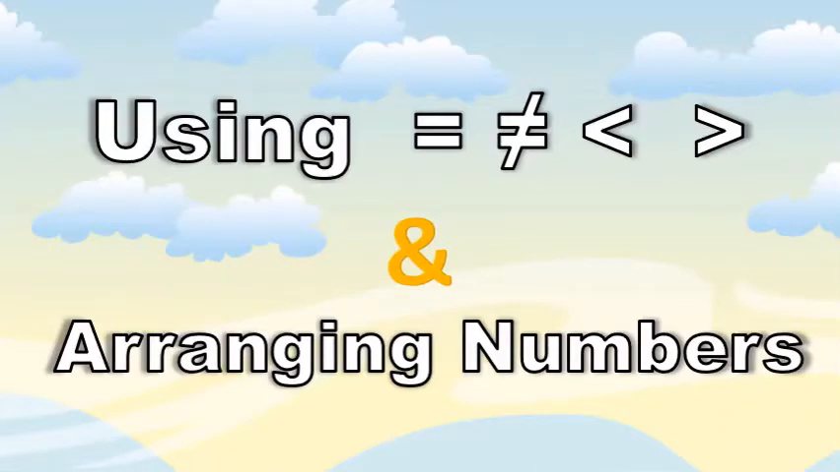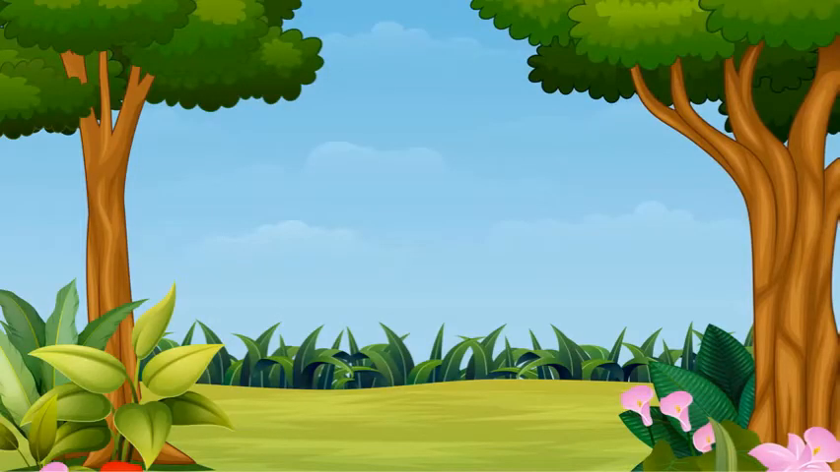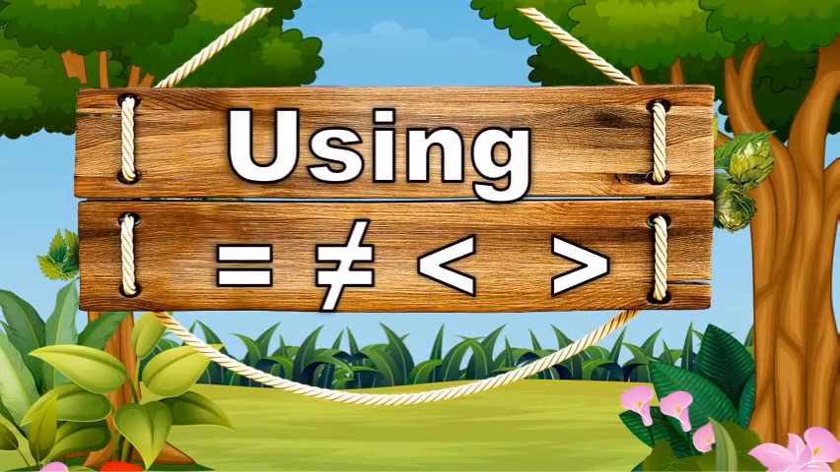Our lesson is about using the signs equal, unequal or not equal, greater than, and less than. We are also going to learn how to arrange numbers in ascending and descending order. First, let's talk about the signs that we are going to use in comparing numbers.